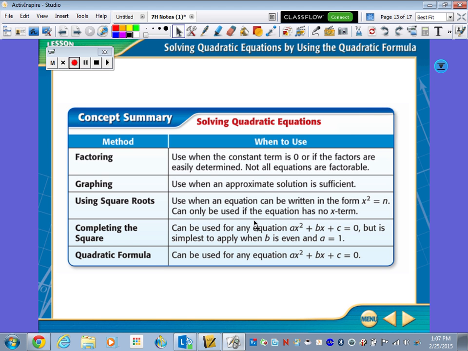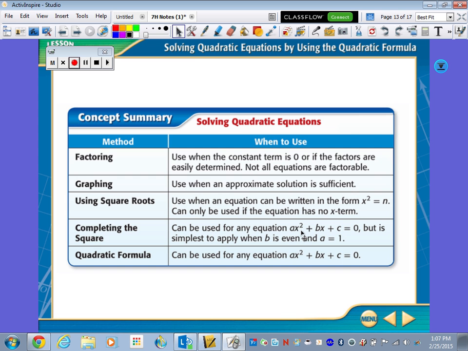That's where they get the quadratic formula from: you take the standard form of a quadratic equation, ax squared plus bx plus c, and you do completing the square to it. And that's how you get the quadratic formula. Okay? But it's simplest to use when b is even and a is 1.